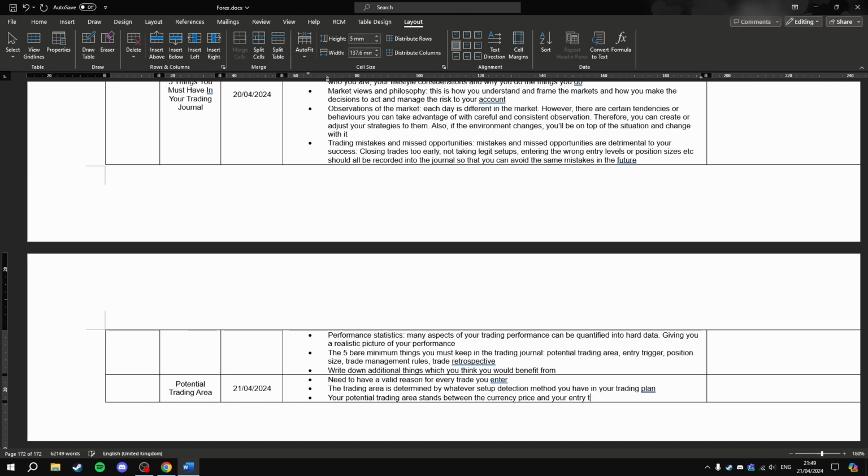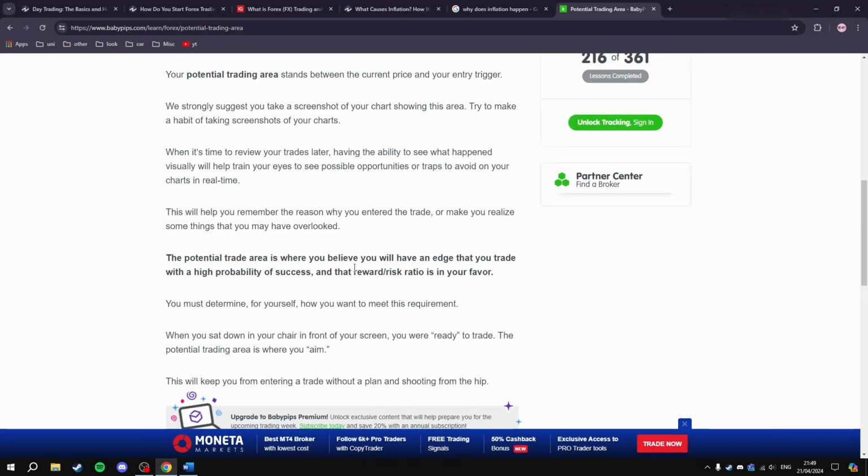We strongly suggest you take a screenshot of your chart showing this area, and then put that into your trading diary. Try to make a habit of taking screenshots of your charts.